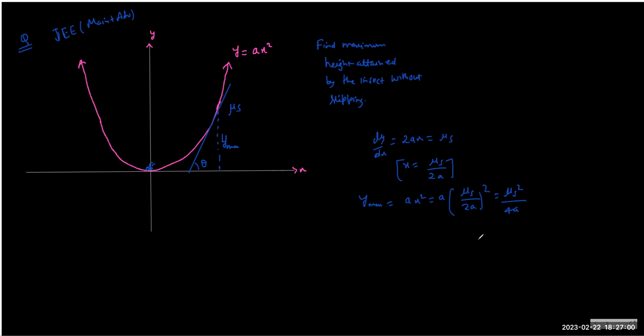Instead of an insect, they may use a bead and ask at what angle the bead will be at rest. The method remains the same. It doesn't matter whether it's a bead or an insect. So if you have understood the concept, you can apply it anywhere.